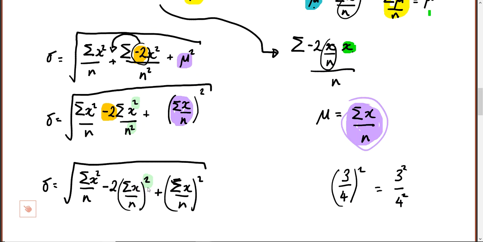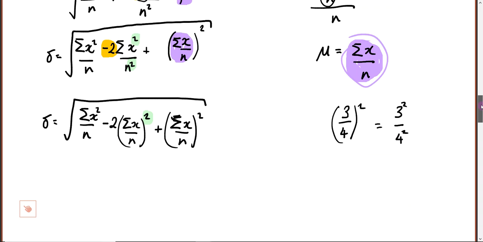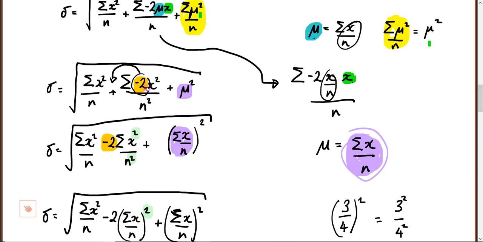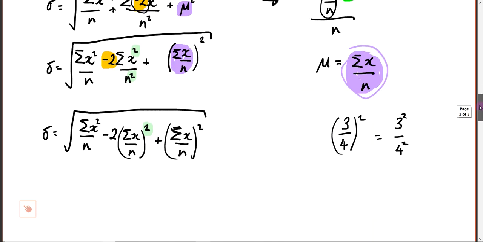Is there supposed to be a plus in between the sigma x squared over n and the -2? Or are they together? So you'll notice that I always add, but the -2, because the 2 came this side, I now have a subtraction instead.